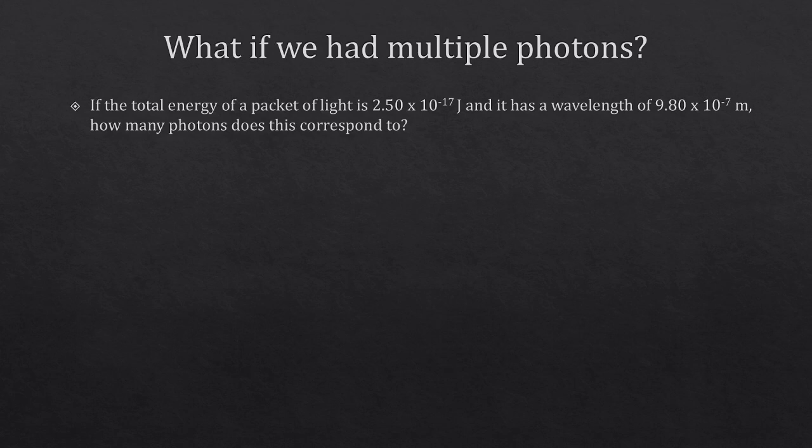So the way we deal with problems like this is we first solve the question of what is the energy of one photon of light, and use that to expand and figure out what multiple photons would have. So let's say the problem had asked what would be the energy of a photon of this wavelength.